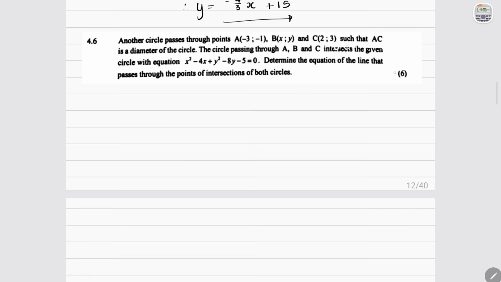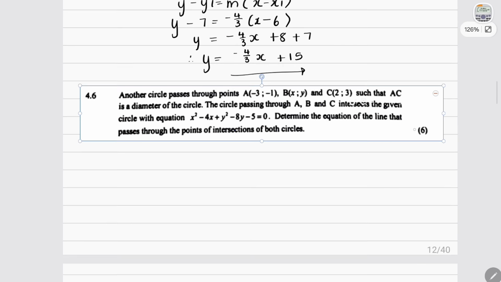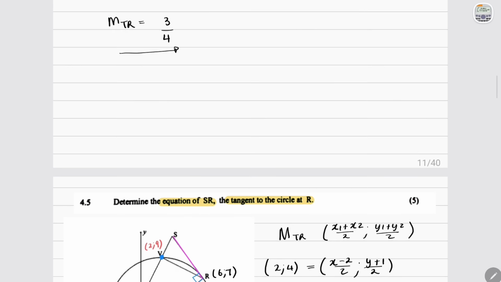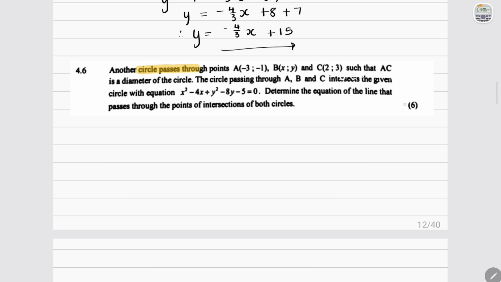Okay, question 4.6 says, another circle passes through A, which is negative 3 and negative 1. These aren't points we have here, right? Okay, yeah, we don't have any A or stuff. So there's a new circle, and it's going to pass through A, and then B, which is a point we don't have, and then C, such that AC is a diameter of the circle.